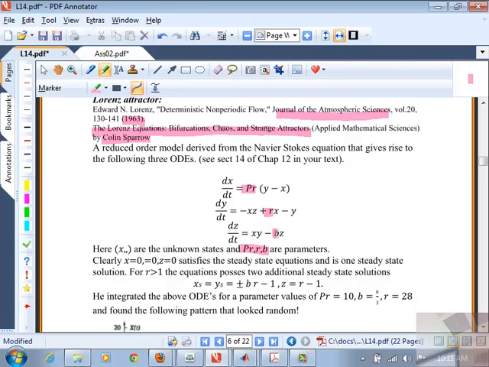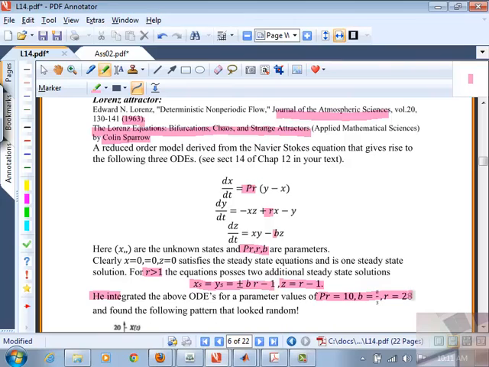But for R greater than 1, okay, you can solve these equations and get the steady state as xs, ys equals plus or minus square root of b(r minus 1), and z equals r minus 1. That's one solution that will satisfy that equation. Okay, mathematicians have gotten into this and have done a lot of analysis on this particular problem. But originally what he did, he meaning Lorenz, solved this problem for this particular set of values. PR is 10, B is 8/3, and R equals 28.